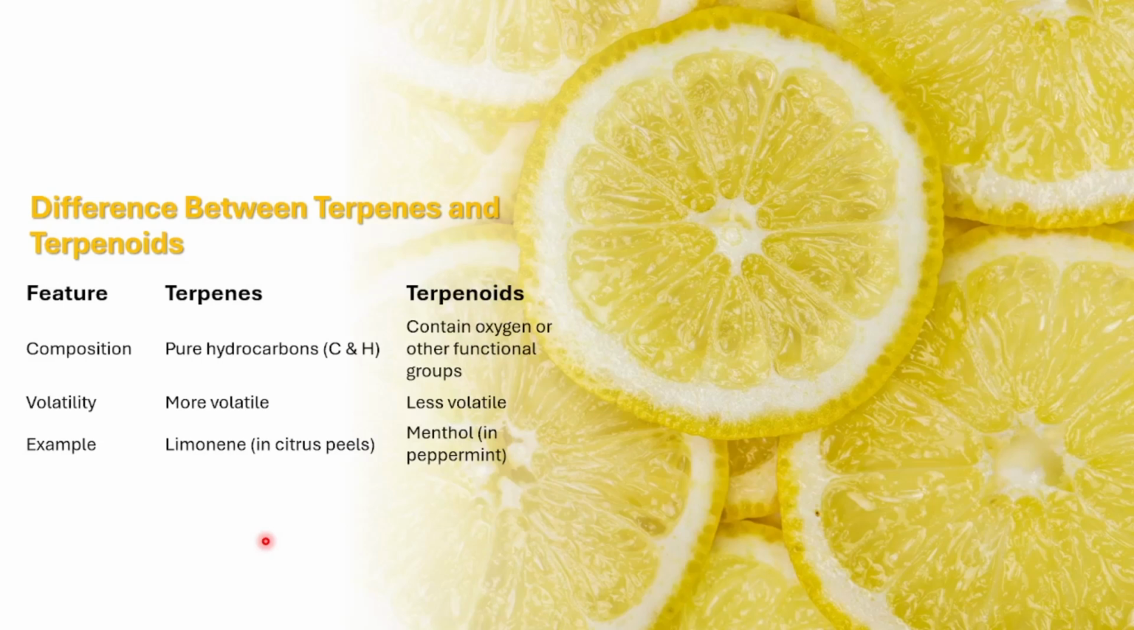Difference between terpenes and terpenoids. In composition, pure hydrocarbons are present in terpenes, simply carbon and hydrogen atoms. But in a terpenoid, along with the carbon and hydrogen atoms, they also contain oxygen and other functional groups. Volatility: terpenes are more volatile as compared to terpenoids. Terpenoids are less volatile. If we talk about the examples, the terpene example is limonene, which is present in citrus peel, and the example of a terpenoid is menthol, which is present in peppermint.